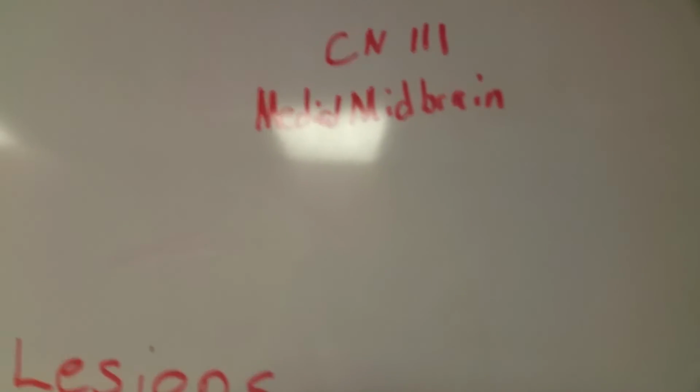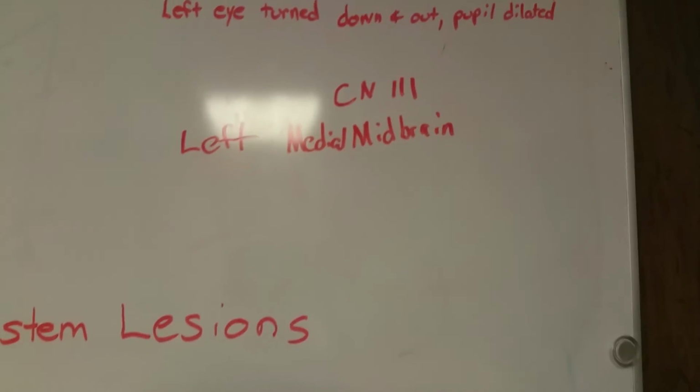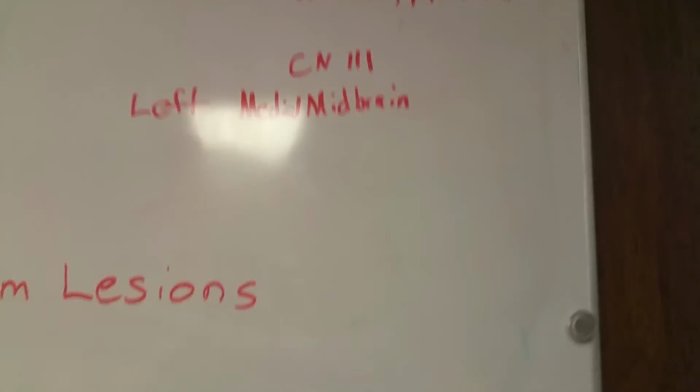So it's in the medial midbrain. And what's the fun thing about cranial nerves? For the most part, they occur on the side the lesion is. It's the left eye, so left medial midbrain. Shall we do another?